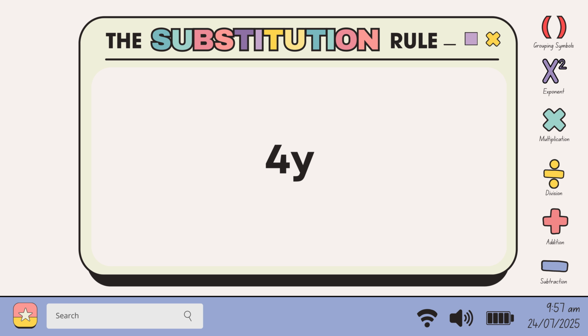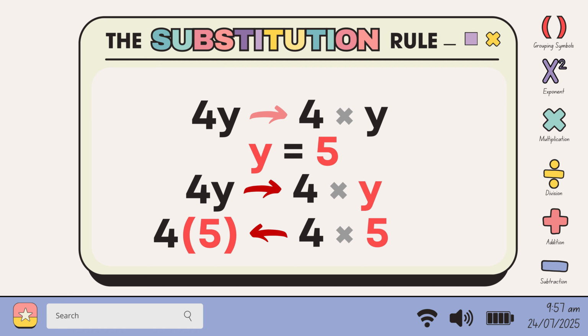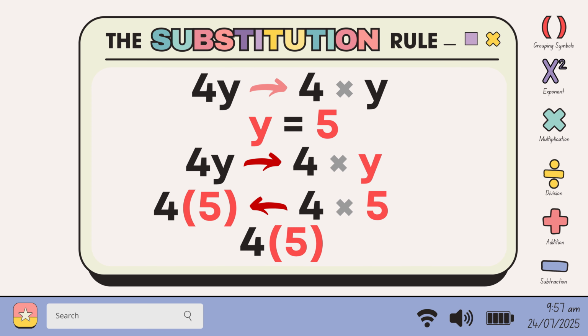Let's look at 4y, which also means 4 times y. If y is equal to 5, then we will replace y with 5. We rewrite the expression as 4 times 5. Notice the parentheses? Using them ensures we remember that a number next to a variable means multiplication.